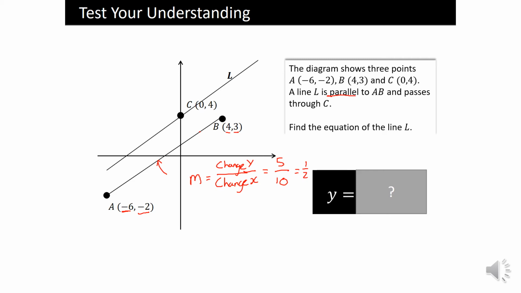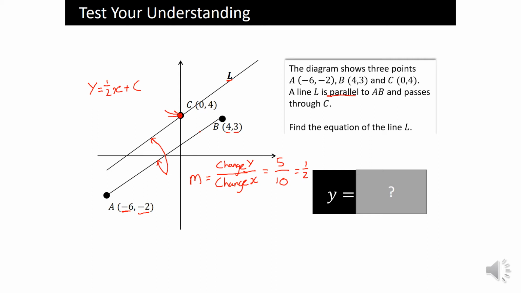Okay, so we've got our gradient of this line, which is also the gradient of this line because they're parallel. So we know that our second line, the line L, is going to be y equals a half x plus some constant that we don't know. So we could do what we did in the previous question now and substitute the coordinates. We're going to take a very slightly quicker route though. It's only slightly quicker, but we can see the point we're given is this point.